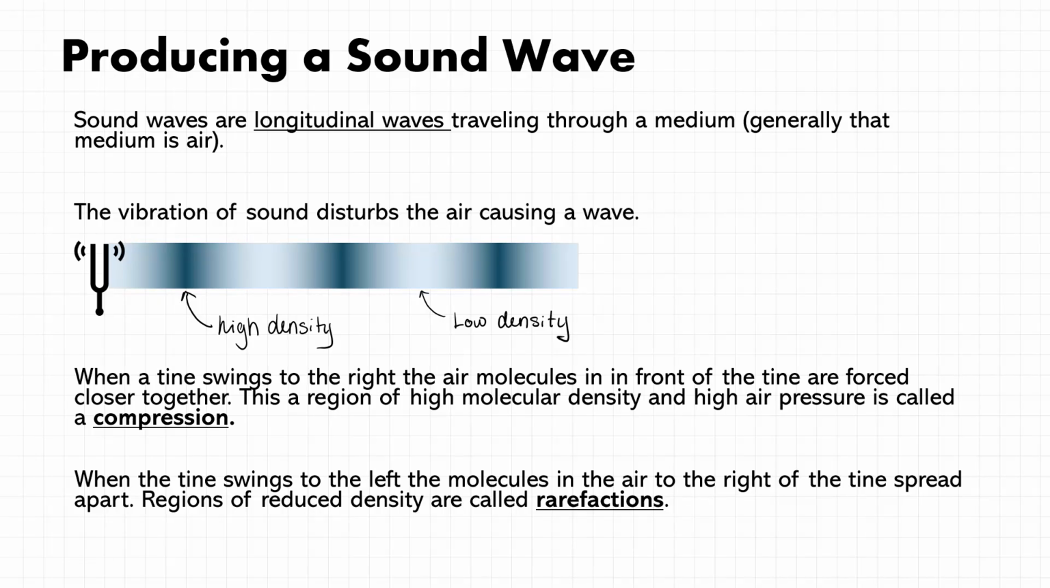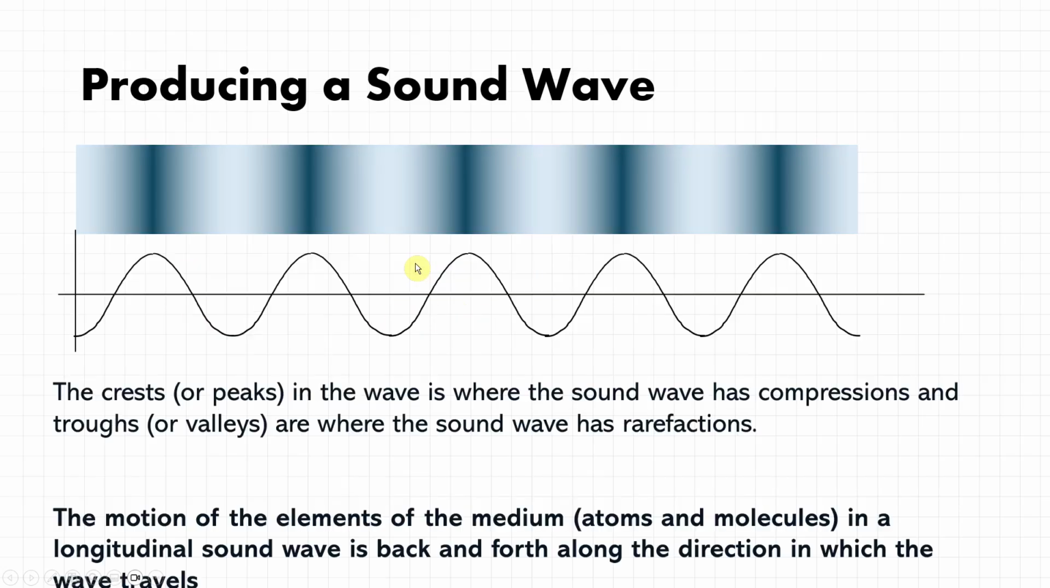Anybody that has ever lived in an apartment knows that sound waves absolutely travel through walls, and walls are a medium. It's drywall, it's gypsum. So sound waves are specifically longitudinal or pressure waves that travel through some medium. The vibration of sound disturbs the air, and it causes this pressure wave to propagate through. Areas of high density are called compressions, and areas of low density are called rarefactions.